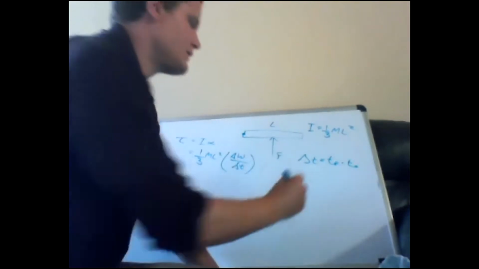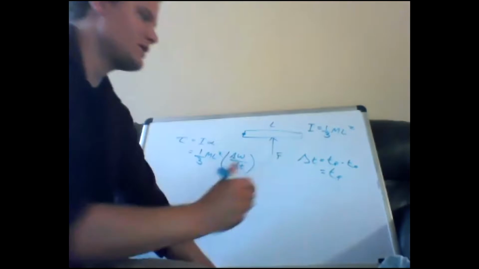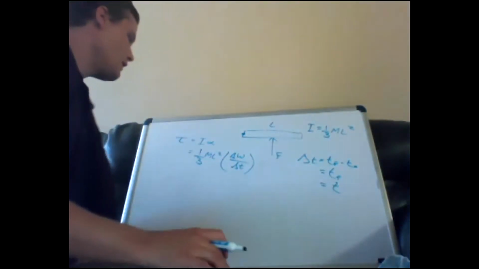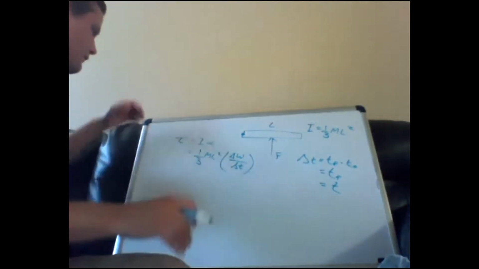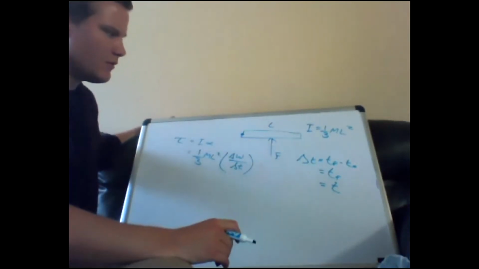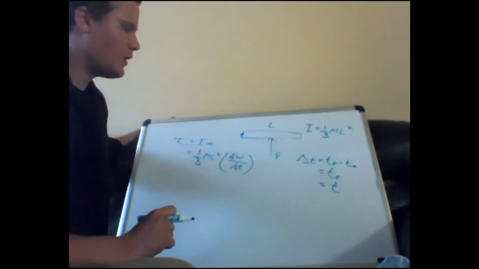But if your initial time is 0, this just turns out to be delta t, like the final time. And that's just your regular time. That's just how long it takes. Just keep that in mind. All right. But I noticed one thing. They don't tell me what the torque is, do they? All they say is that you apply a force a certain distance away from the pivot point.